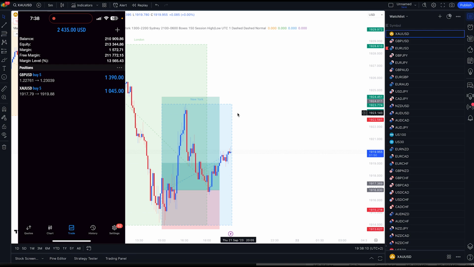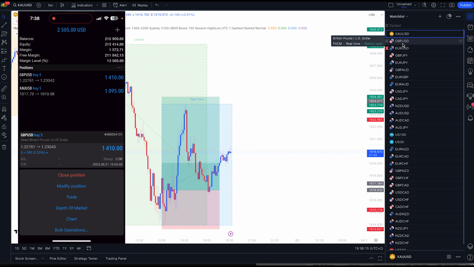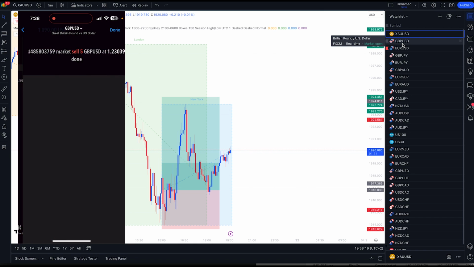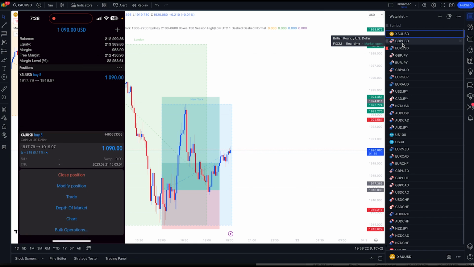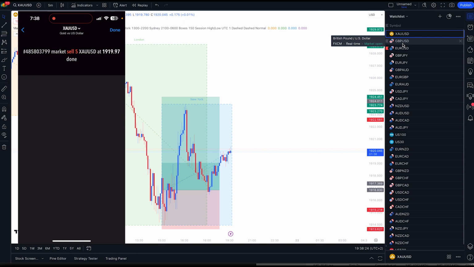So we're going to be closing our trades on both gold and Great Britain Pound USD now. So let's quickly close on Great Britain Pound USD. Boom. And let's again close on gold. Boom. We're done for the day, guys.